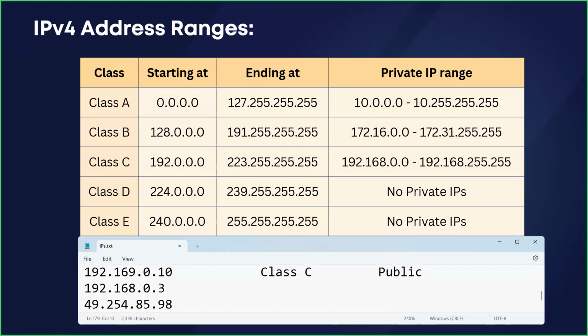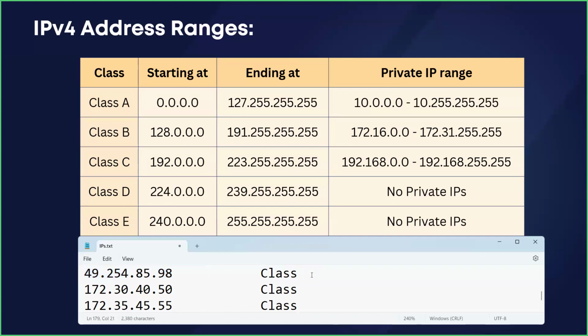Okay. Looking at this number, can you give me the answer now, guys? 192, 168, 0.3. Which class and whether public or private? It's a class C and it's private. Perfect answer. Next one. 49, 254, something. Any answers, guys? Class A. Okay, class A, perfect. Public or private? Perfect. Public IP. Why is it public? Because it's not falling in this range from 10 to 10.